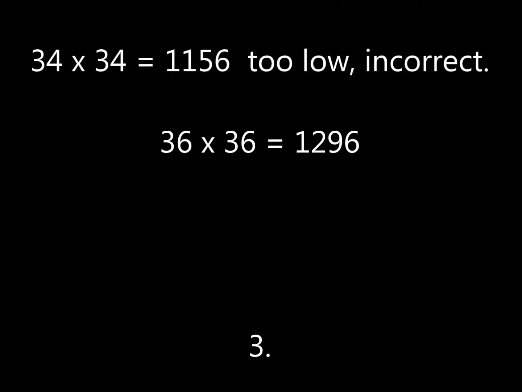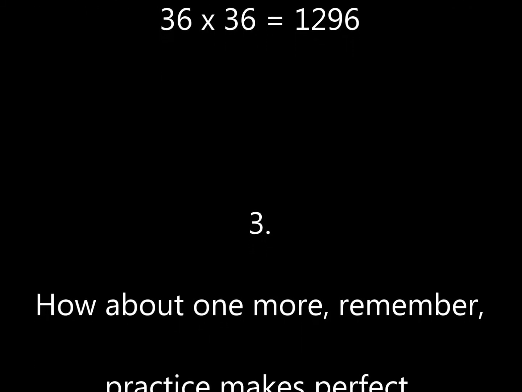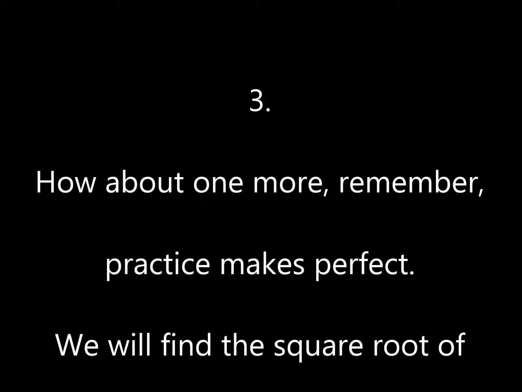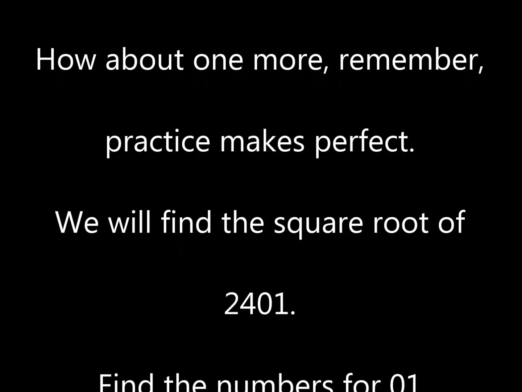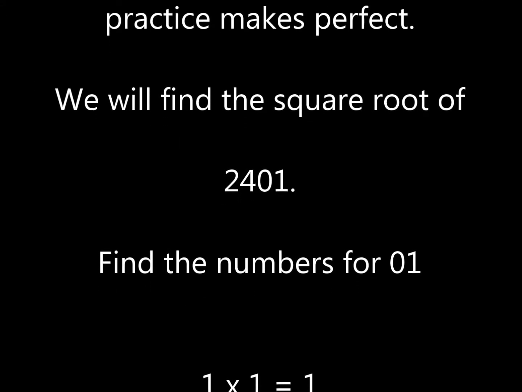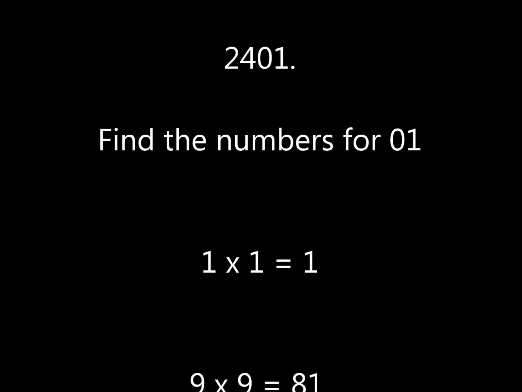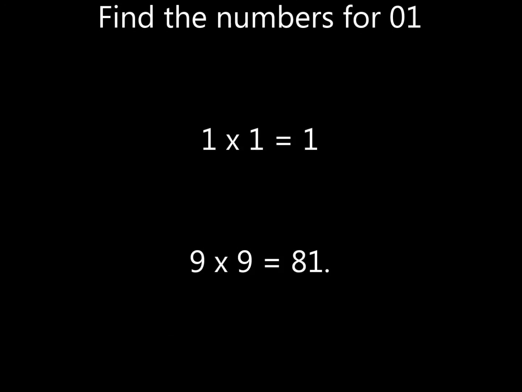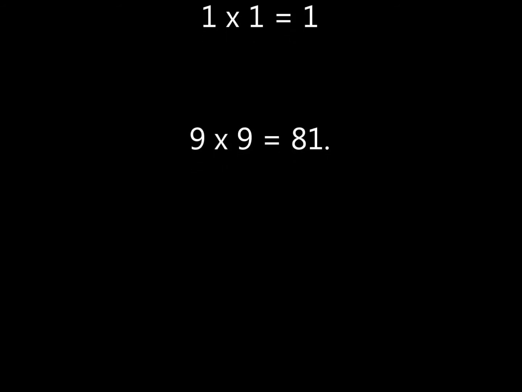Okay, now problem number 3, we're going to find the square root of 2,401. Now we're going to first take a look at 1 times 1 equals 1, 9 times 9 equals 81. So again, the final digit in that problem is a 1. So again, knowing our multiplication tables, 1 times 1 is 1, 9 times 9 is 81. So those are going to be the two numbers that we have to begin with to find that last digit.